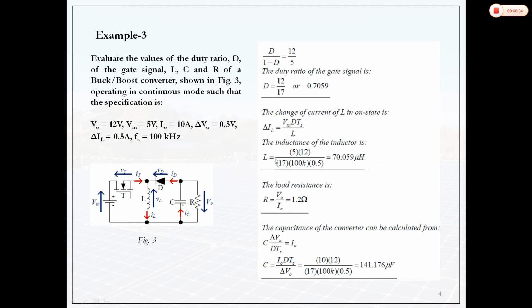Similarly, the load resistance is given by V naught upon I naught. V naught is given, and that is 12. I naught is also given, we can see here that it is 10 amps. Substitute these values, and we get the load value to be 1.2 ohm. Similarly we can find the capacitance value. I naught is given by C delta V naught upon D TS. Substitute here, and we will get the capacitance value.